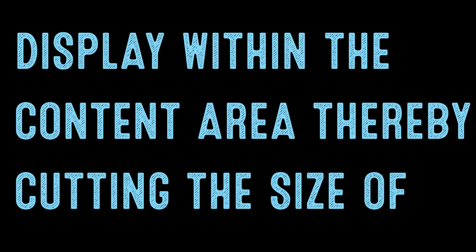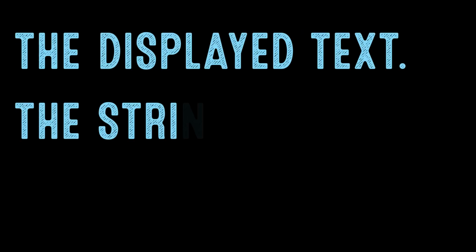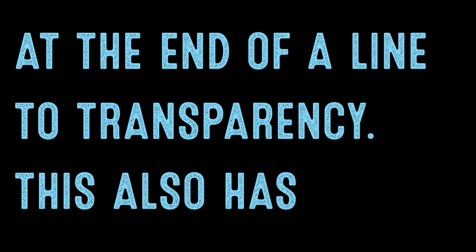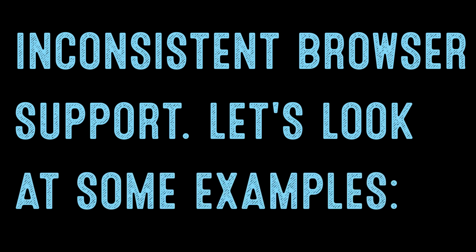It will display within the content area, thereby cutting the size of the displayed text. The string itself can be clipped if there is not enough space. Fade will add an effect that fades out at the end of a line to a transparency. This also has inconsistent browser support. Let's look at some examples.